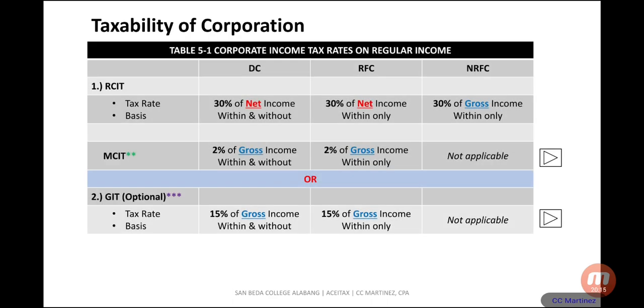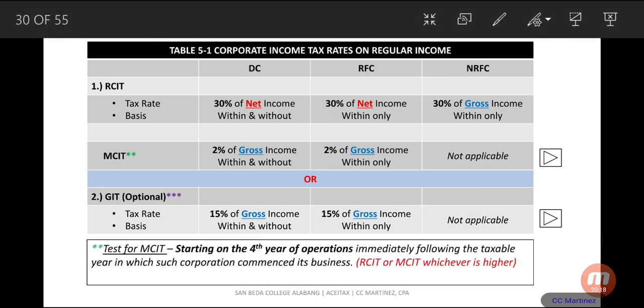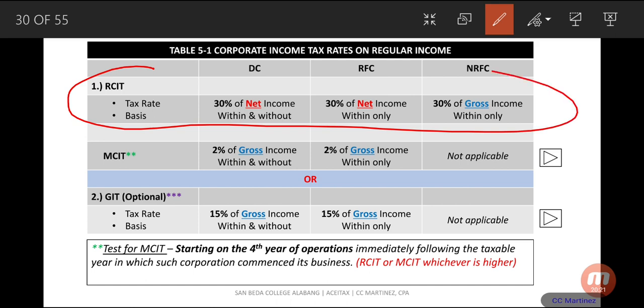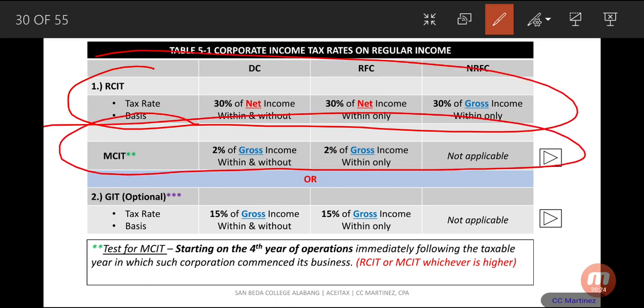Okay? So, aside from the MCIT and the RCIT na sinasabi natin, nagbigay ang BIR ng option to use the GIT o yung gross income tax na tinatawag natin. So, ito, bago to sa TRAIN law. Okay? So, the GIT percentage is 15%. So, madali lang tandaan. Kapag RC, 30. Kapag MC, 2. Kapag GIT, 15%.